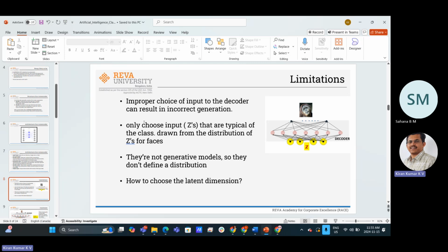Another limitation of autoencoders is that they are not generative models, so they don't define a distribution. Okay. You need to choose the latent dimension carefully. Latent dimension means the size of the bottleneck layer. If you choose it in the wrong way, your information might be lost or some other information might come in, resulting in maximum error instead of minimum error.